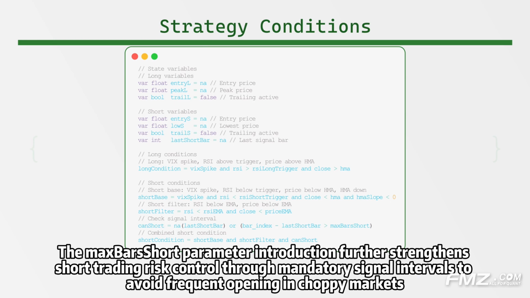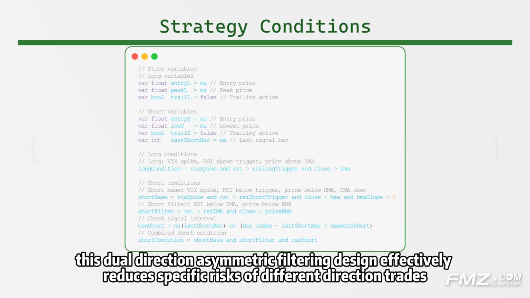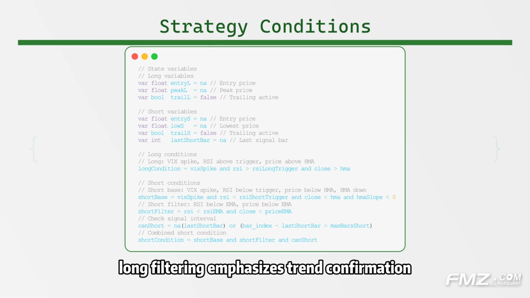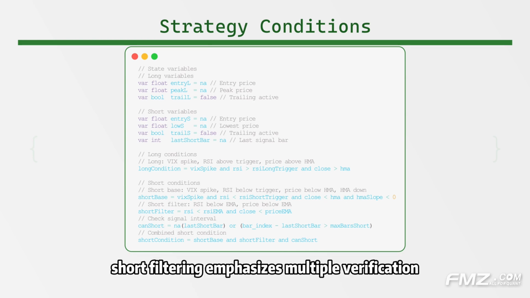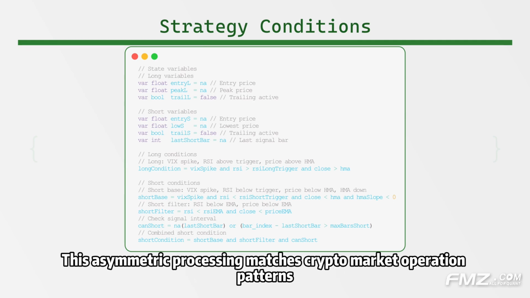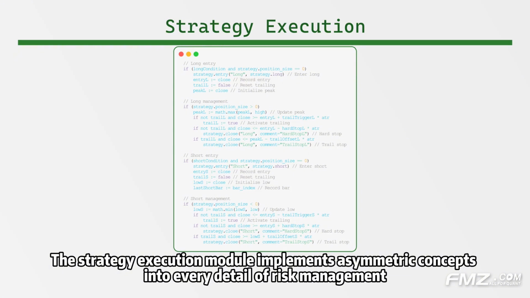From a statistical perspective, this dual-direction asymmetric filtering design effectively reduces specific risks of different direction trades. Long filtering emphasizes trend confirmation, short filtering emphasizes multiple verification. This asymmetric processing matches crypto market operation patterns. The strategy execution module implements asymmetric concepts into every detail of risk management.